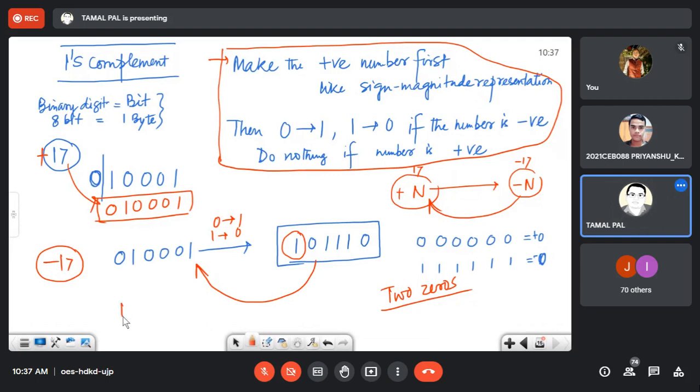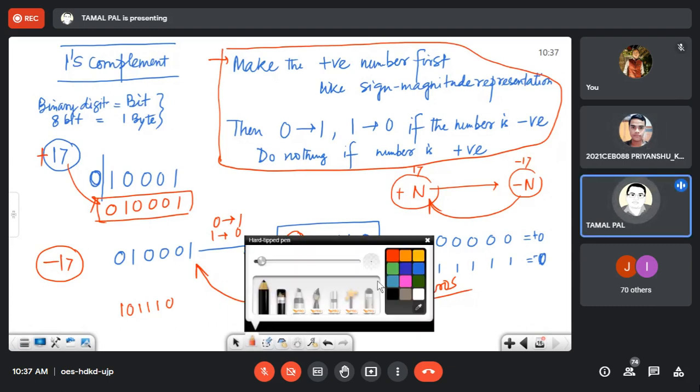Sir, what about minus 17? Sir, 101110. Yes, sir. If we are converting it into decimal, then it's equivalent to 48, I think. No, that is the problem.